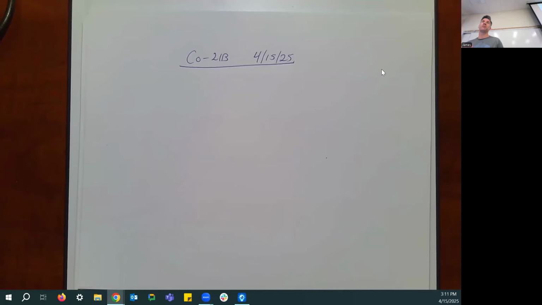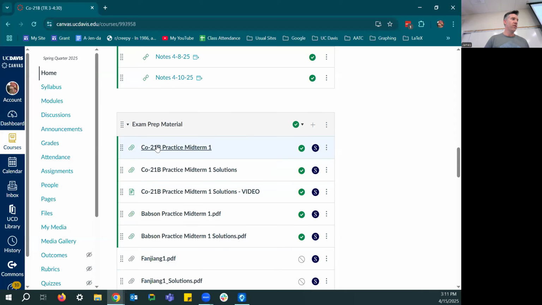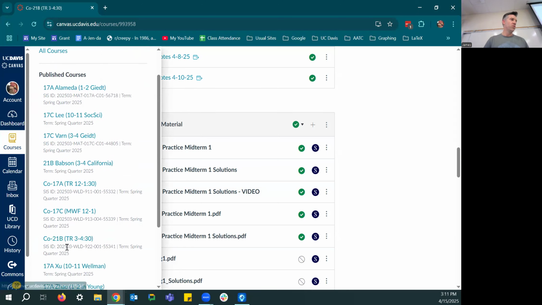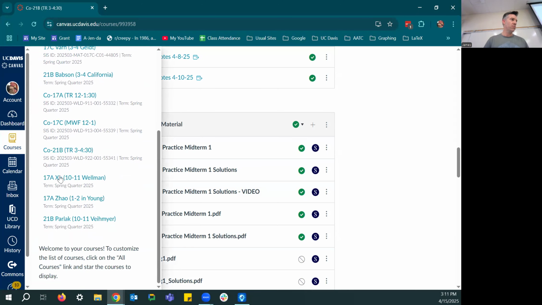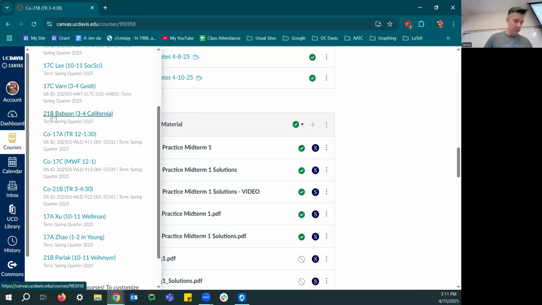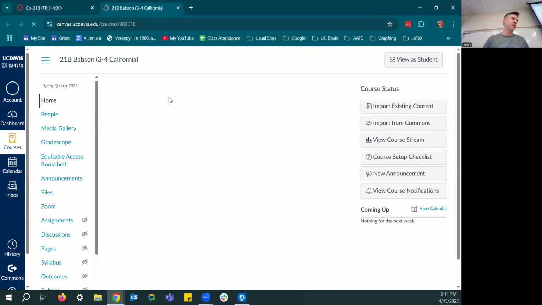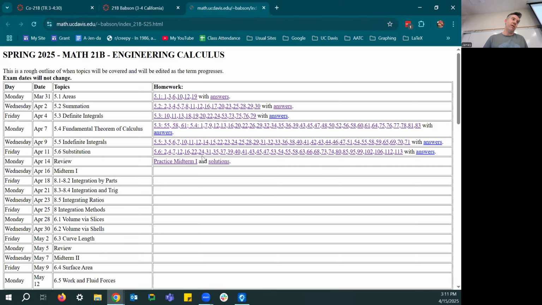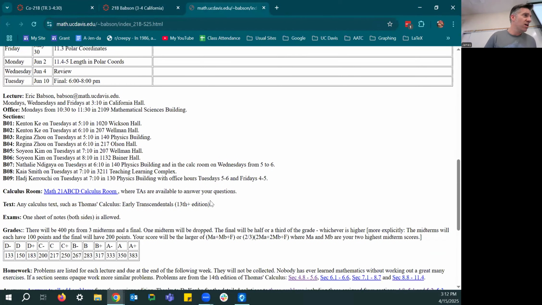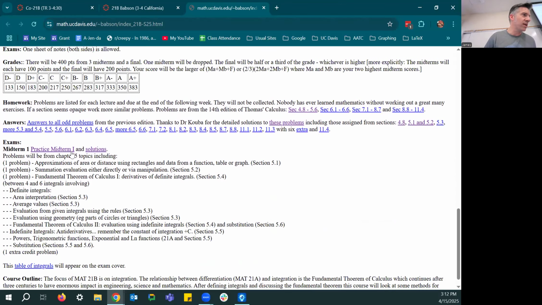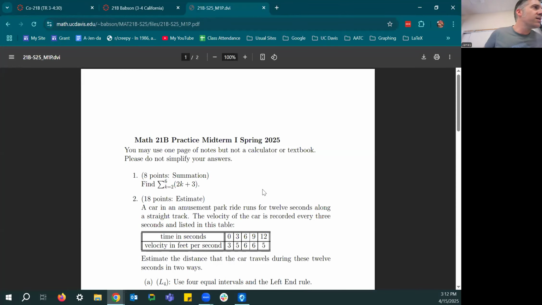Sure. I know nothing about the cheat sheet. So I don't know. So let's go take a look. If we look over here at Babson's website, where are you, Babson? You're somewhere in here. There you are. I should just bookmark his website. Let's actually take a look at the practice midterm. You may use one page of notes, but not a calculator or a textbook.